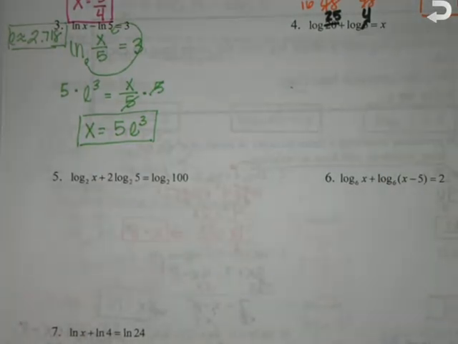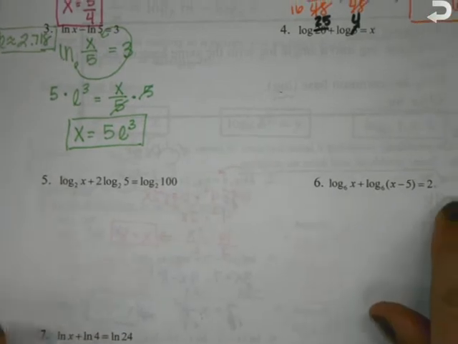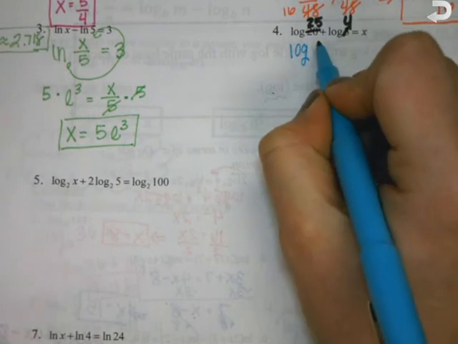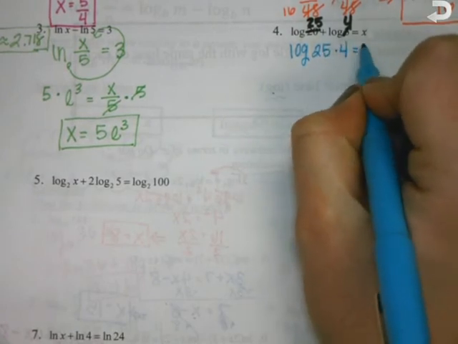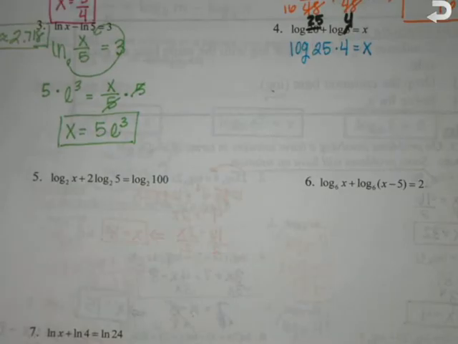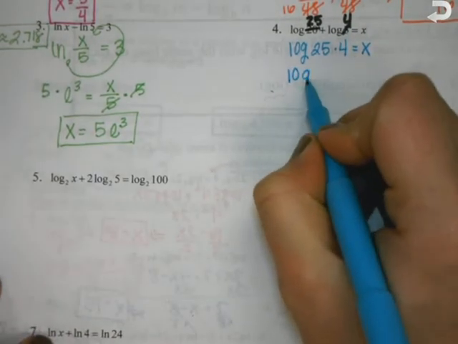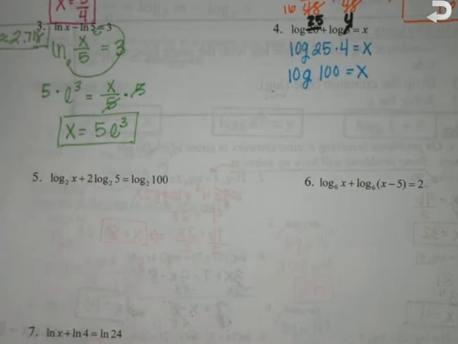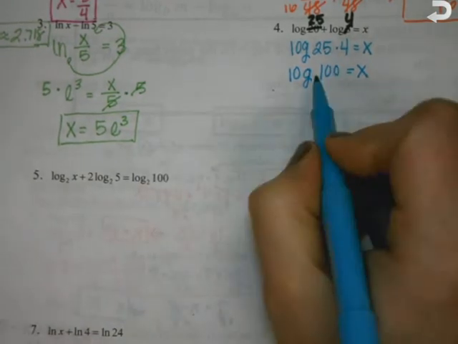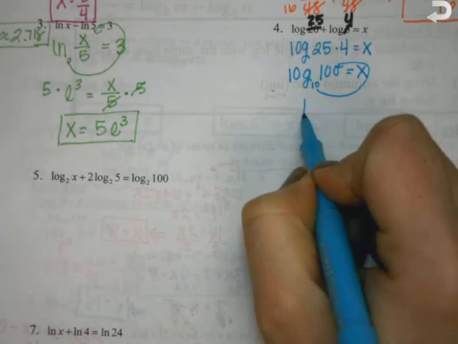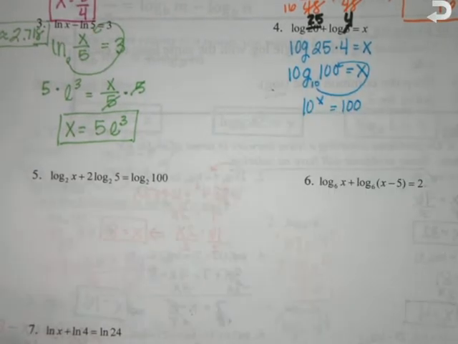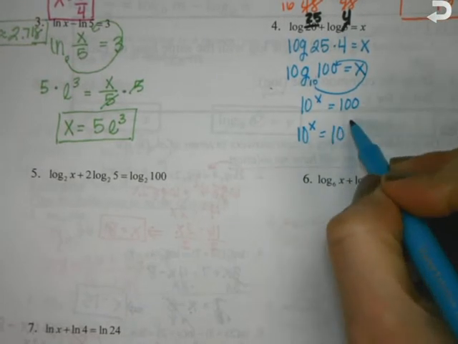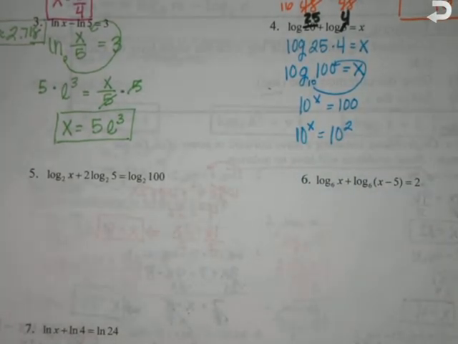Log of 25 plus log of 4. What rule do you guys see there? Product rule. So that's log of 25 times 4 equals x, which is log of 100 equals x. Okay, now I have no base there, so my base is what? 10. So that's 10 to the x equals 100. So 10 to the x equals 100 is the same as 10 to the second. So I can drop those bases, so x equals 2.